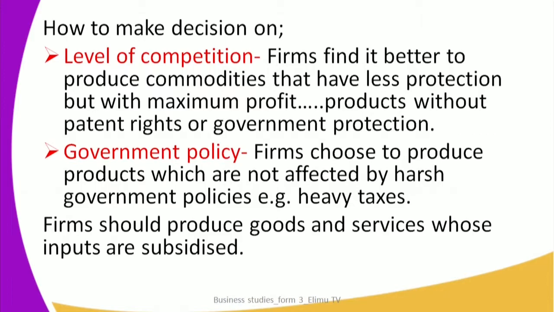Remember, high tax leads to increase in price of a product. And when a price of a product is high, what happens is that people demand less of that product. Therefore, sales volume goes down, and as a result, little profit is realized at the end of the day. So farms should make sure that the product that they opt to produce are not affected by harsh government policies. So, if anything, farms should go for production of goods and services whose inputs or raw materials are subsidized by the government.